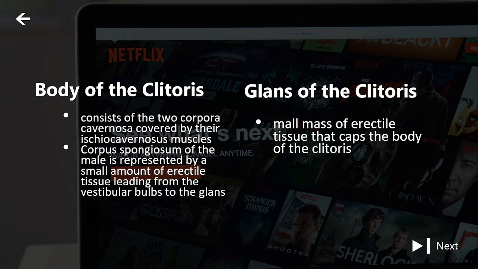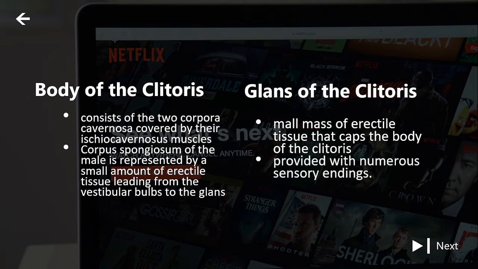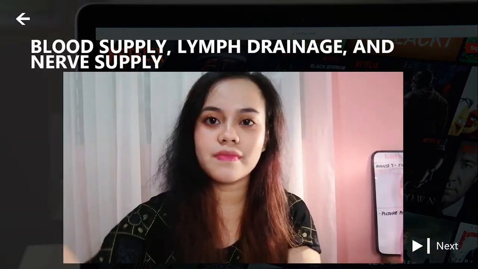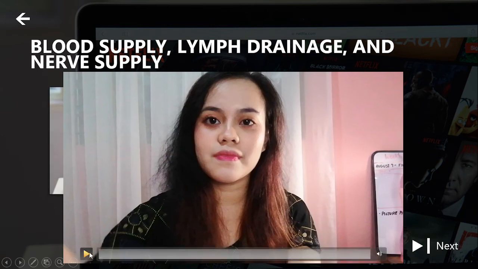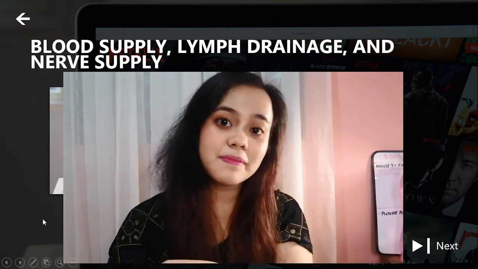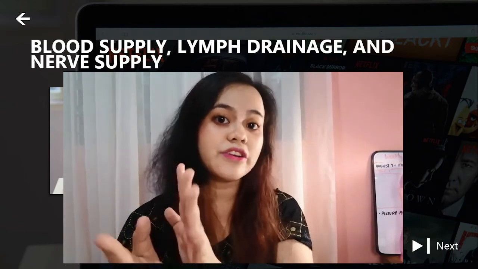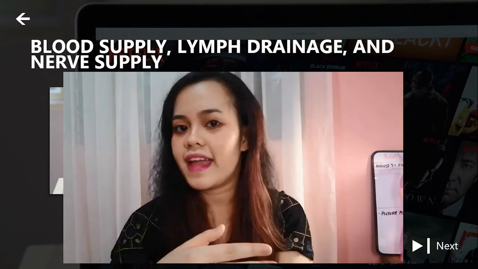So the glans of the clitoris is a small mass of erectile tissue that caps the body of the clitoris, and it is provided with numerous sensory endings. And the glans is partly hidden by the prepuce. So the blood supply, lymph drainage, and the nerve supply of the clitoris are the same as the penis.